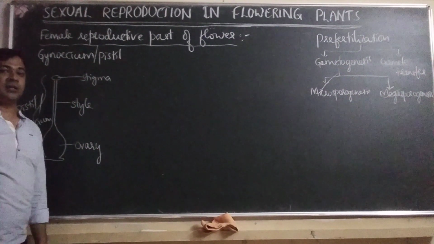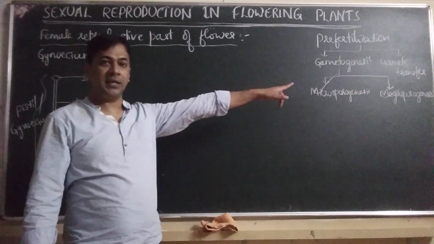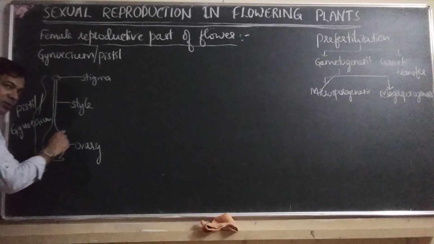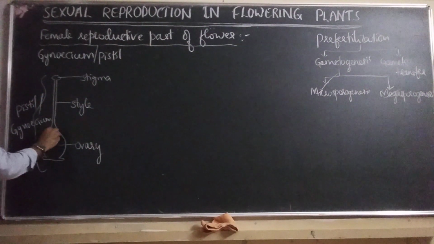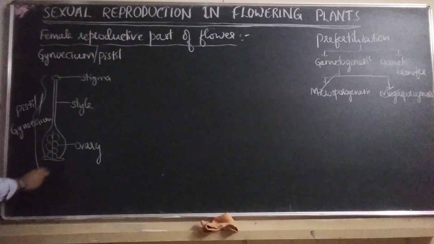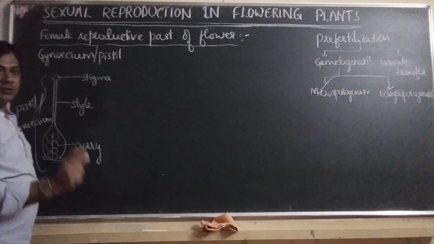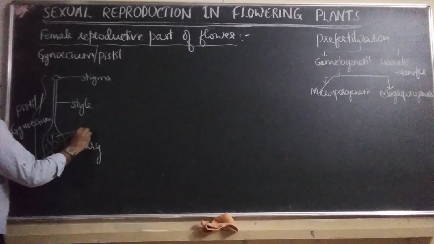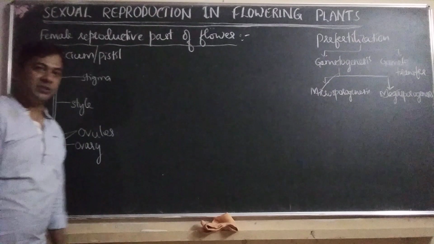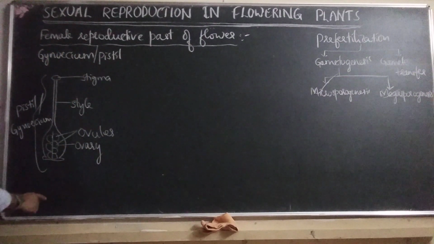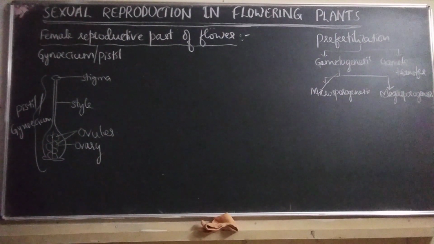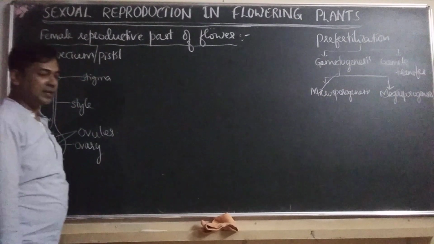Then what we have to learn is gametogenesis. The female gamete is the egg. Where is the egg present? The egg will be present within the ovary. Where exactly? For that you have to take a cross section of the ovary. Then you see that there are small structures there, called ovules. Many ovules will be there. Sometimes a single ovule will be there, sometimes many ovules. We will take examples of that also.